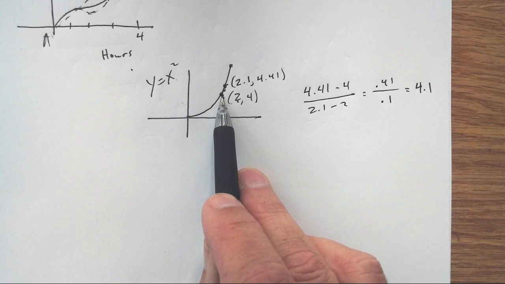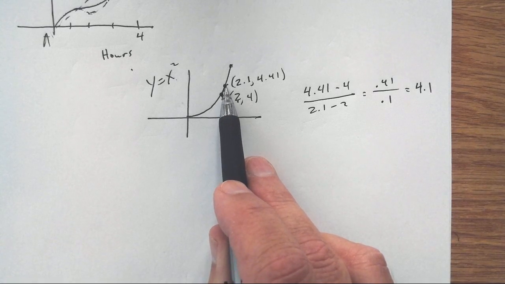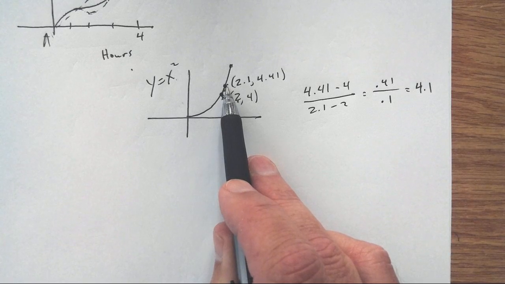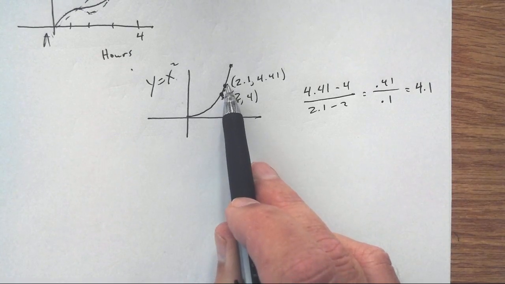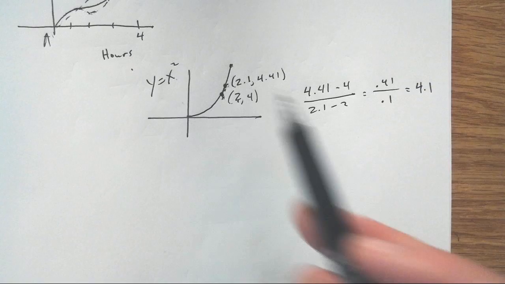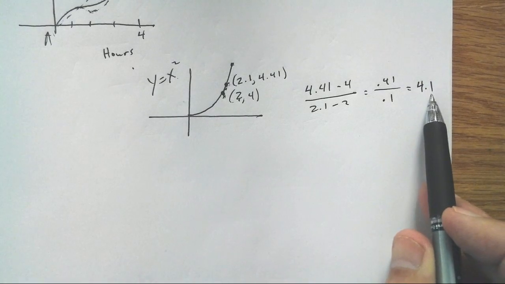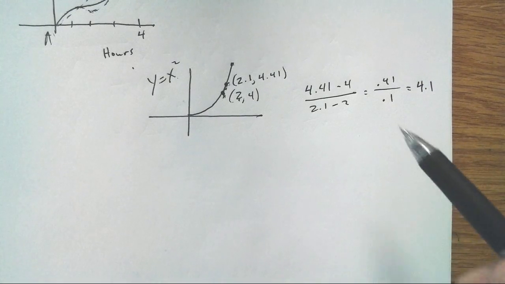Is that clear? Because by the time we include this point, we're actually going faster. I'd say, what's my speed at 2.1? Well, it's probably a little bit more than 4.1 miles per hour. What if I need to know exactly?